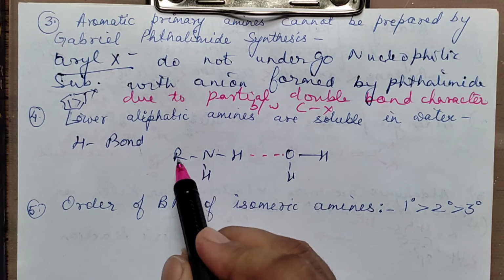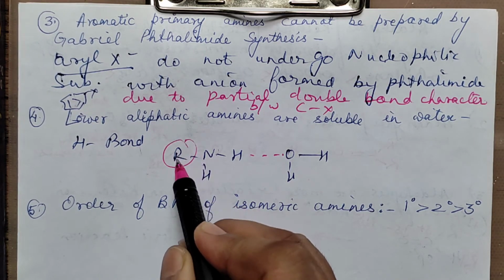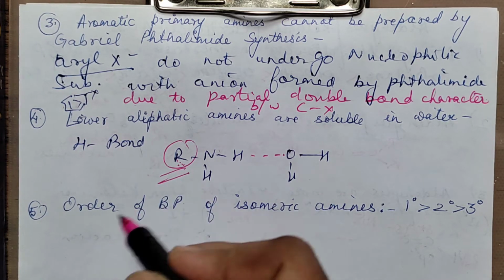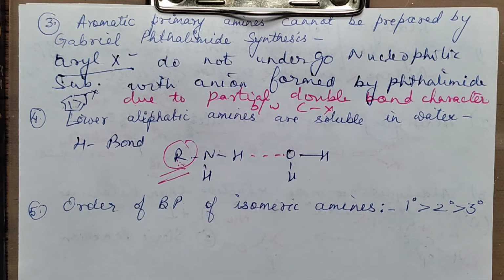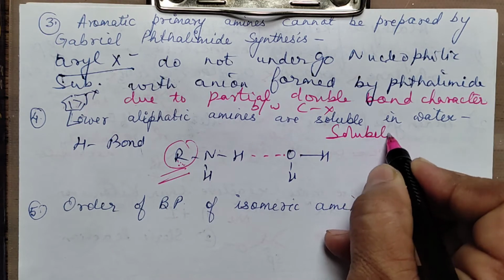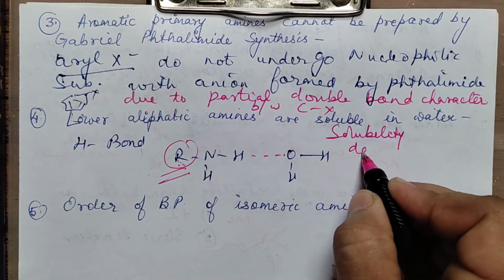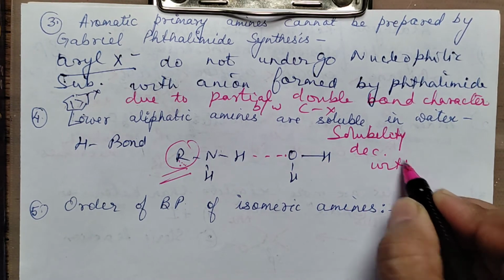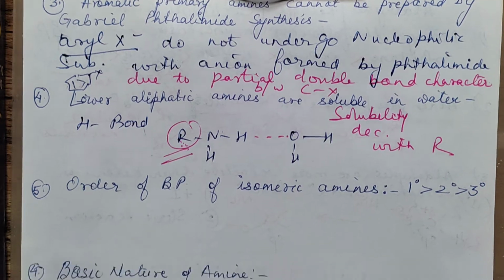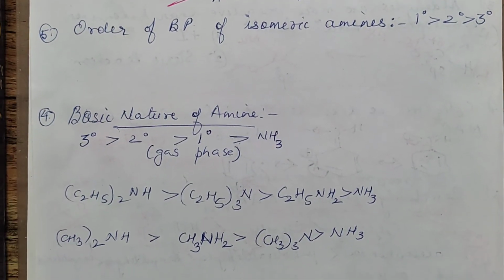If this R, the alkyl group, becomes more bulky, maybe we are talking about 2 degree, maybe 3 degree, or a larger alkyl group itself in 1 degree, then the solubility will decrease. So even that way you can write that solubility decreases with R, with a higher number of carbon atoms. Okay. Moving on to the next question.